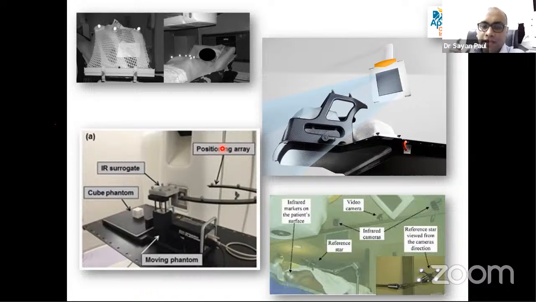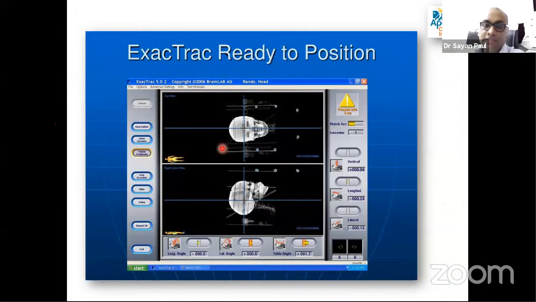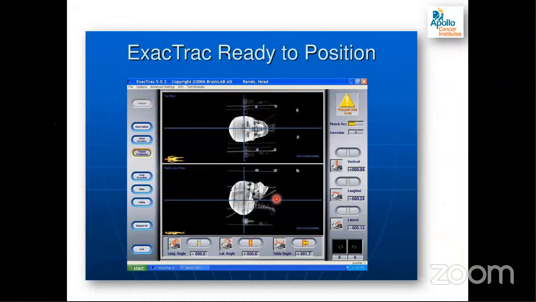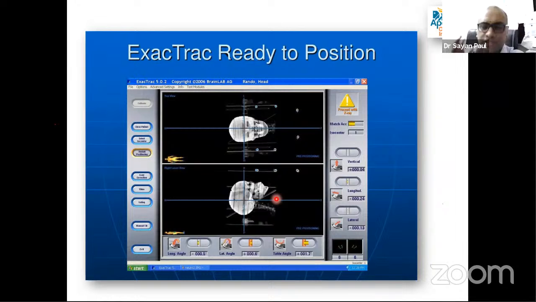isocenter. And it can guide you while you are positioning the patient, whether you are at the isocenter or not. In this picture on the right-hand side, you can see it is showing vertical, longitudinal, lateral. So when you are at the isocenter, it will show that you are just at the isocenter. The rotational errors are also shown. It will show you that yes, you are at the isocenter, your positioning is okay. So you can position the patient without the help of lasers, without the help of skin markers.